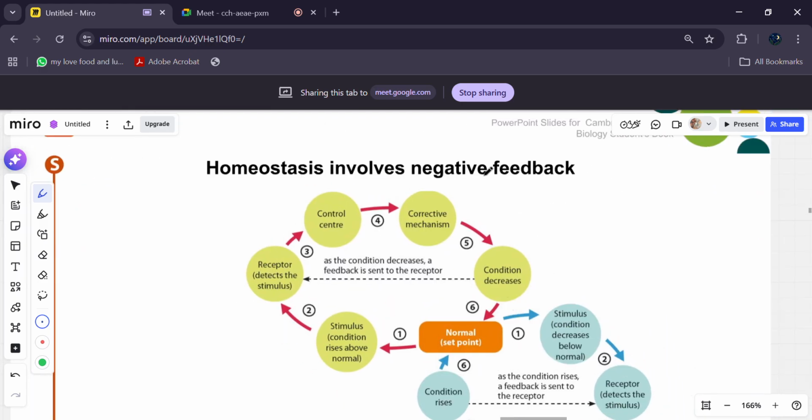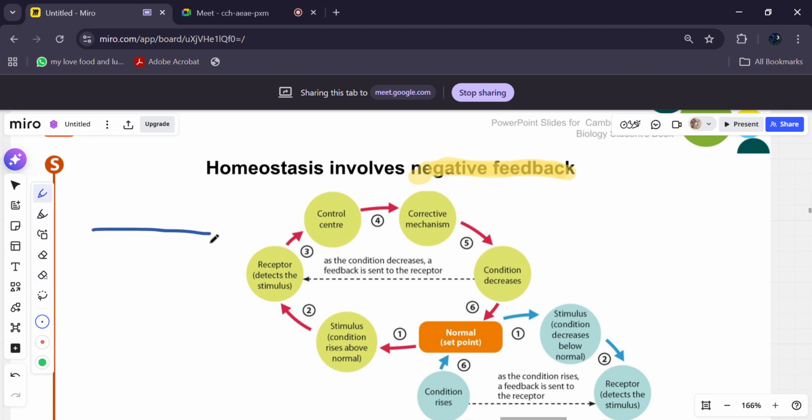So homeostasis involves negative feedback. In homeostasis control, the body reacts to bring about an opposite effect to the changes detected. To start with, we need to understand what negative feedback is. Negative feedback is basically when a change is made, the feedback will respond by causing an opposite change to respond to the change made. I'll give you an example.